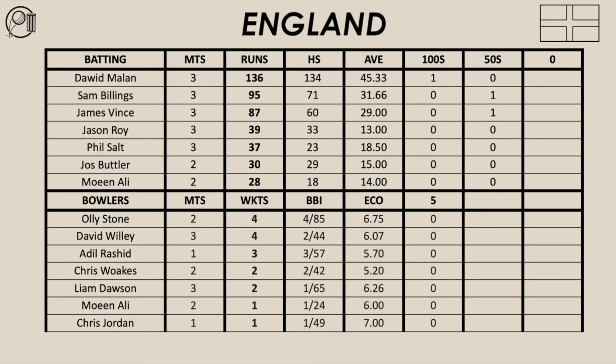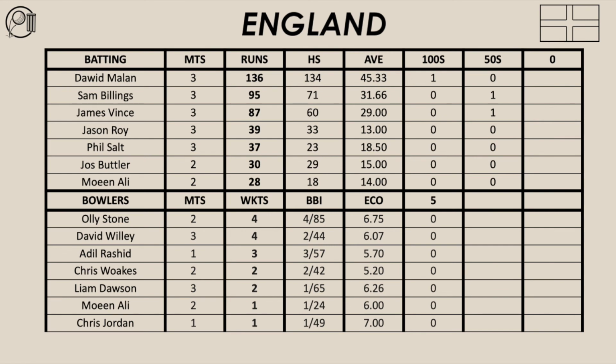Let's have a look at the England bowlers and their performance in this ODI series against Australia. Ollie Stone and David Willey were the leading wicket takers with 4 wickets each for England. 3 wickets for Rashid, 2 wickets for Woakes and Dawson, and a wicket each for Ali and Jordan. That's how the England bowlers went about things in this ODI series against Australia. England's bowling was a bit of a mixed bag, just like their batting in this ODI series.